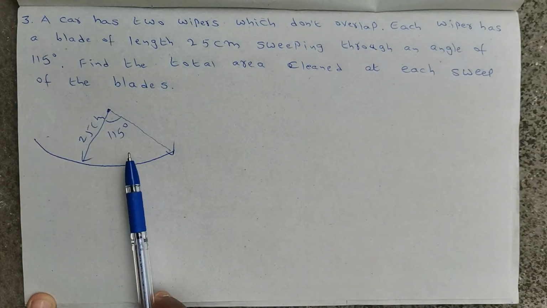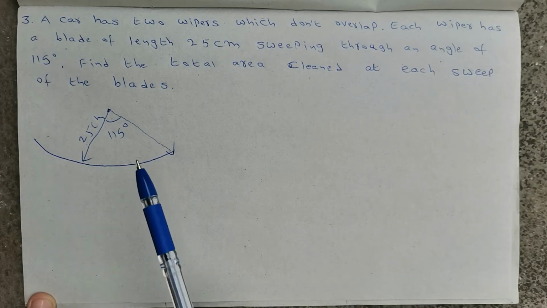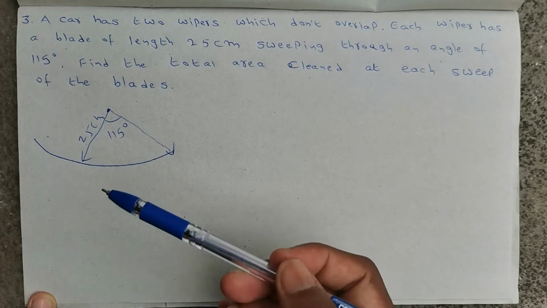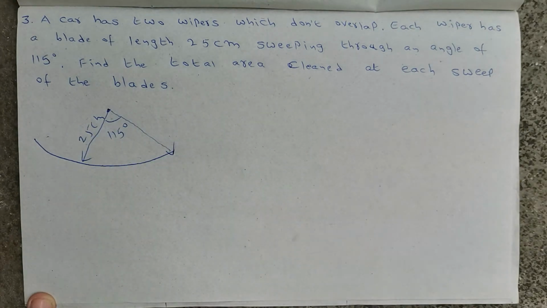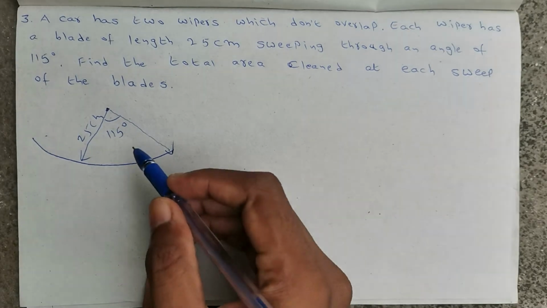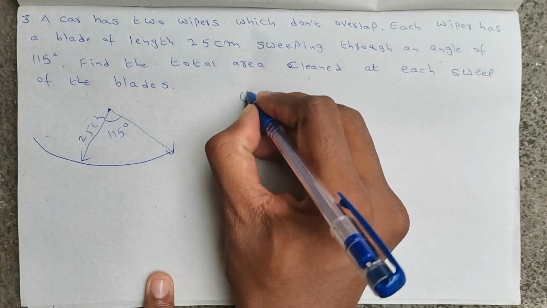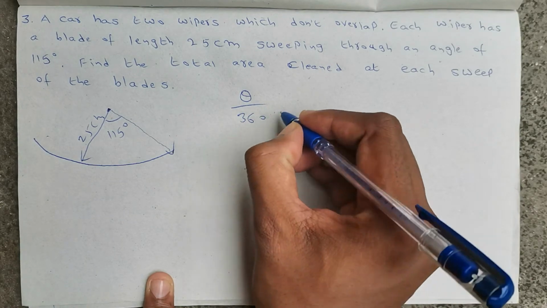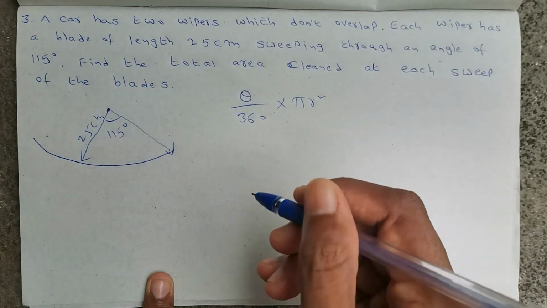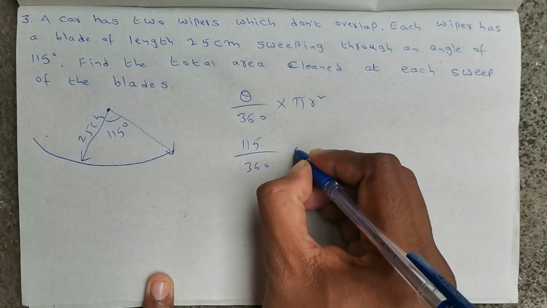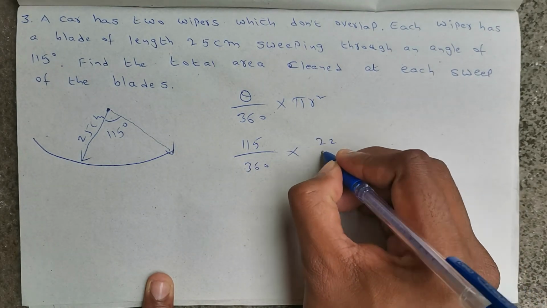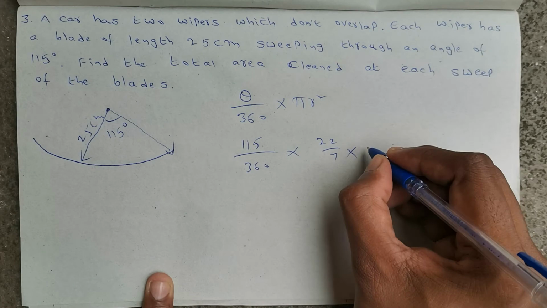Then we need to find out how much area it cleaned. So it is very easy. Whenever the wiper is moving, it will form the shape of a circle, so we need to find the sector area. Let us use the sector area formula: theta by 360 into pi r square. Here theta is given as 115 degrees divided by 360 degrees, into pi value 22 by 7, into radius given as 25 centimeters.